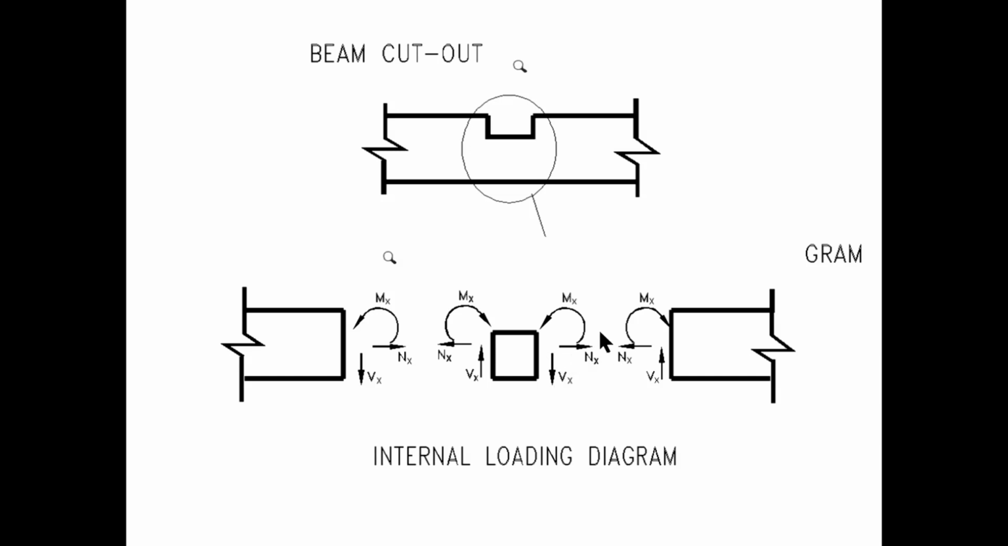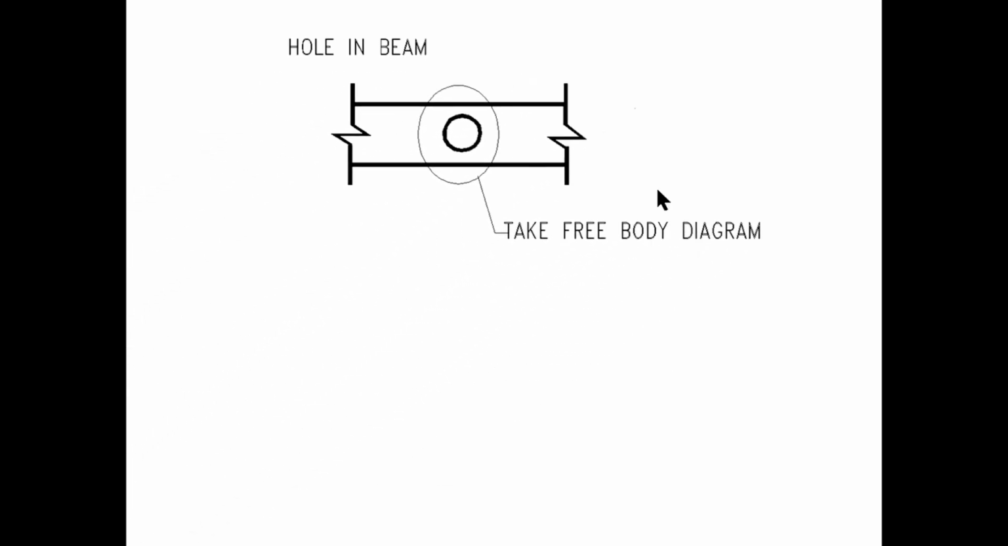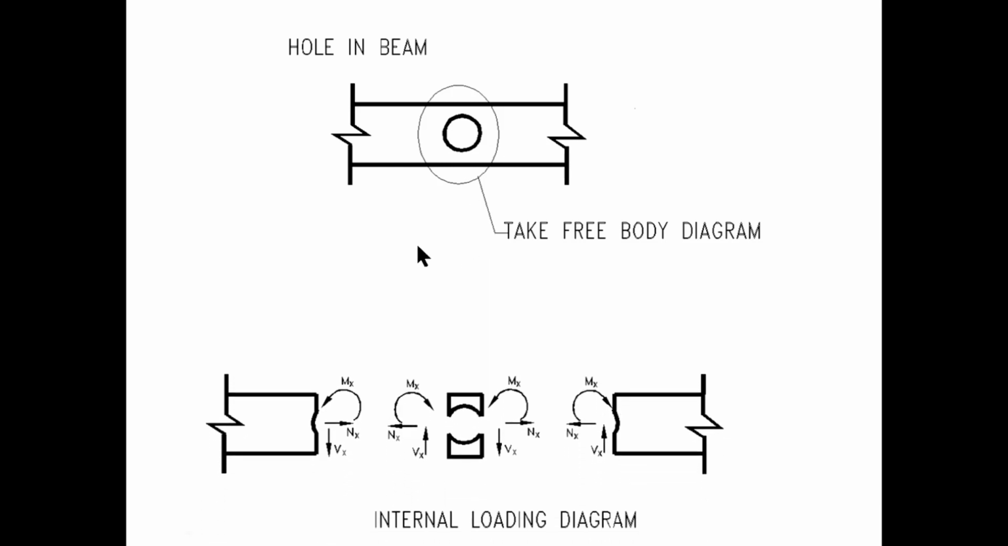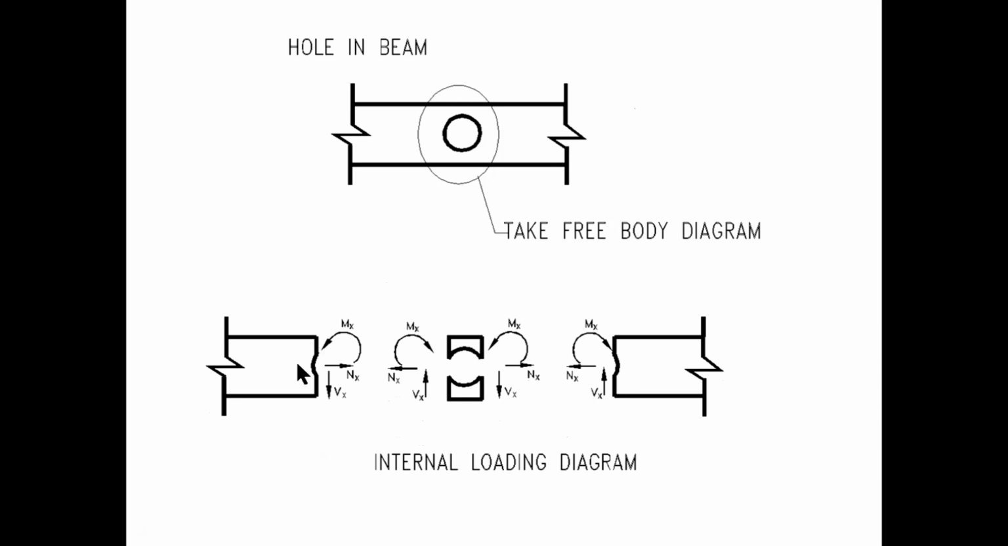And the story goes on and on, as you guys can see here. So hopefully you got the idea of what I'm trying to get at. The last example, which is common, is a hole in beams. Look, there are many examples out there, but these are the 3 main ones I can think of. So this is exactly the same idea as the beam cutout that we spoke about before. We take 3 free body diagrams and draw in the internal forces as shown below.